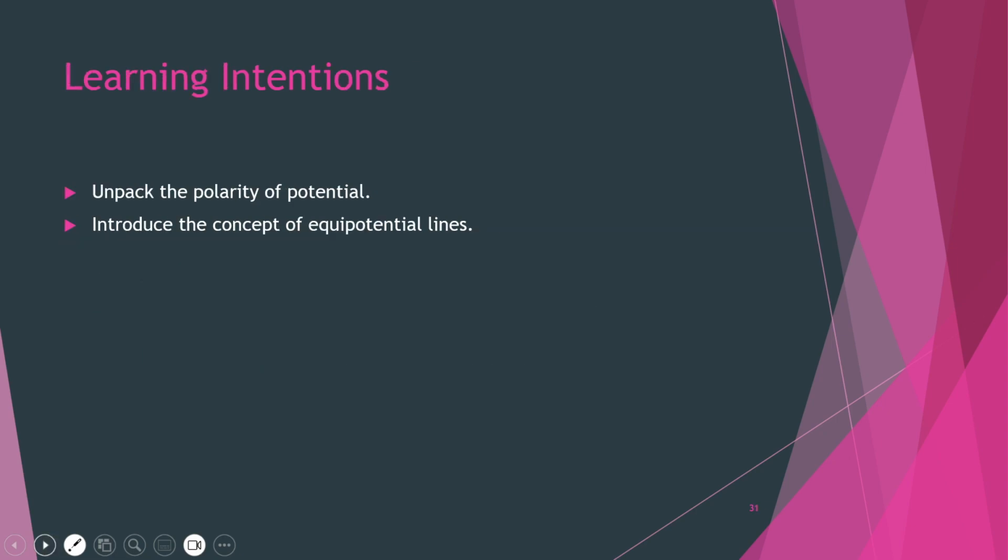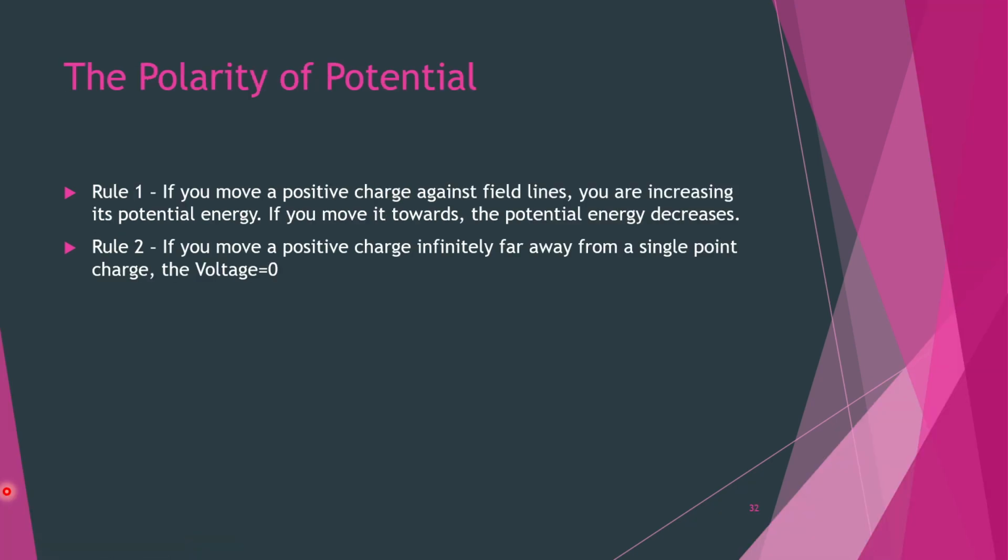So today our key learning intentions is to first unpack the polarity that we have when looking at potential for different electric fields and introduce the concept of equipotential lines. So what I wanted to unpack first is the idea that potential can be negative, that we can have a voltage which is less than 0. Generally, this negative potential forms when you are close to an electric field surrounding a negative charge, but I wanted to start to explain how and why that actually occurs.